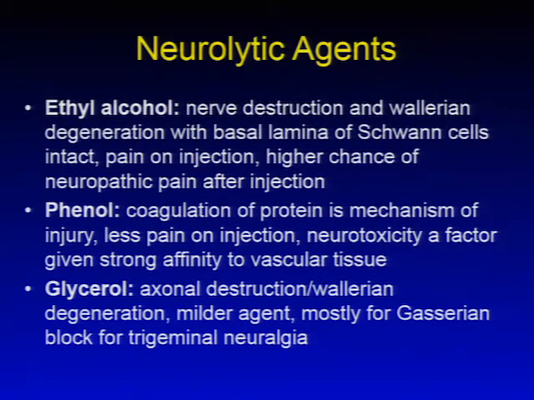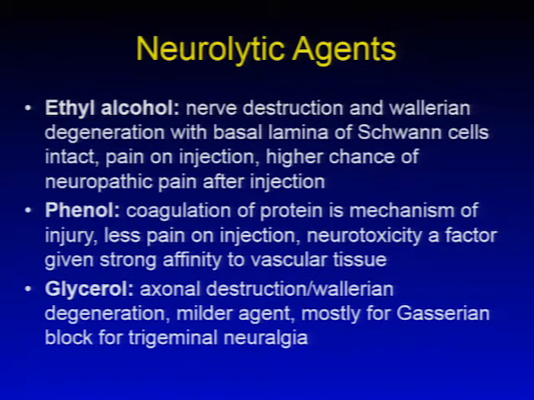Neurolytic agents that are used for these types of block include ethyl alcohol, the mechanism of which is nerve destruction and Wallerian degeneration. Injected ethyl alcohol causes more pain on injection, and there's a higher chance of neuropathic pain after the injection. Phenol is another neurolytic agent. Its mechanism of action is a coagulation of protein. There may be less pain on the injection of phenol.